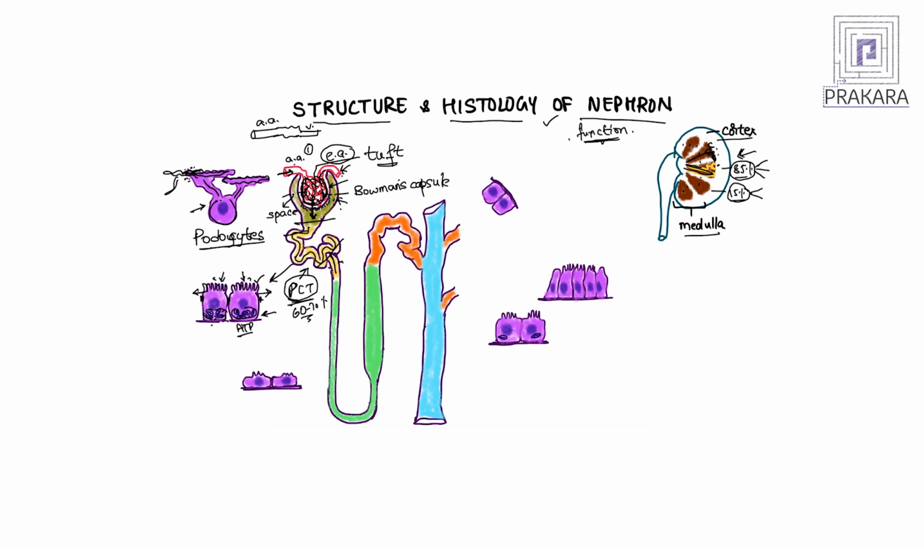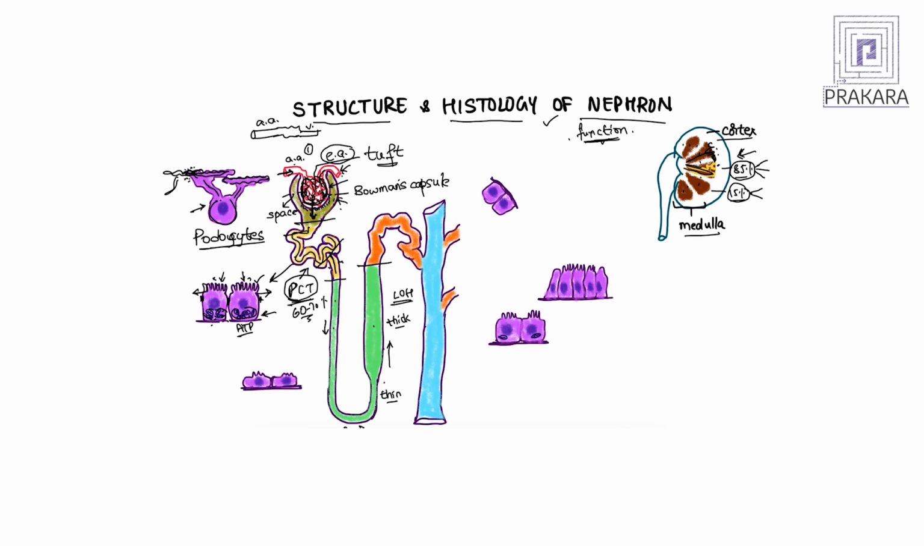The proximal convoluted tubule will lead to another structure called the loop of Henle, the one which is shown in the green here. The loop of Henle has a descending limb, a hairpin bend, and an ascending limb. If you can see, the ascending limb is further divided into a thin part and a thick part: a thin ascending limb and a thick ascending limb.